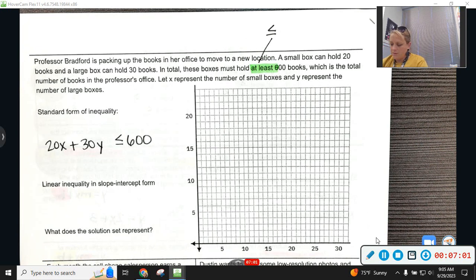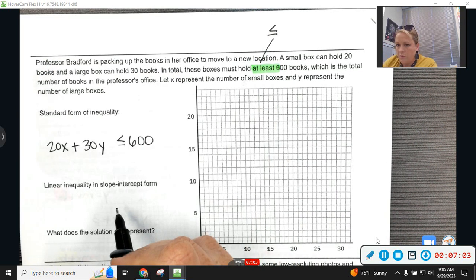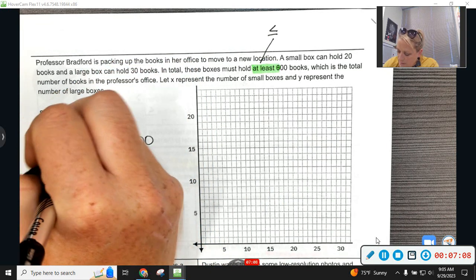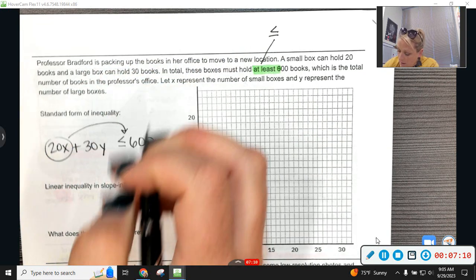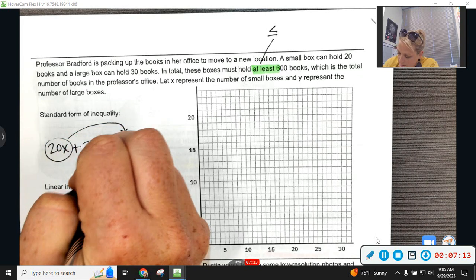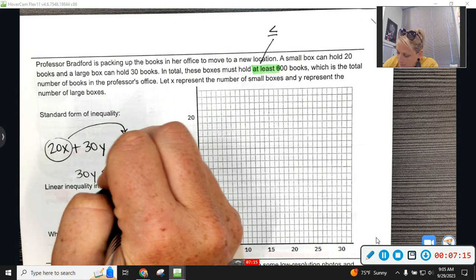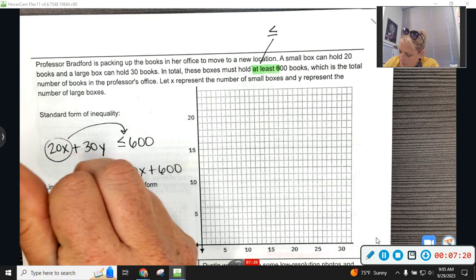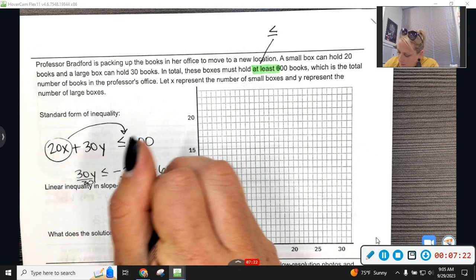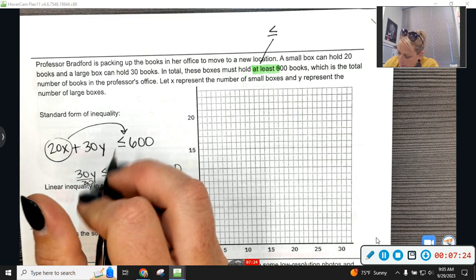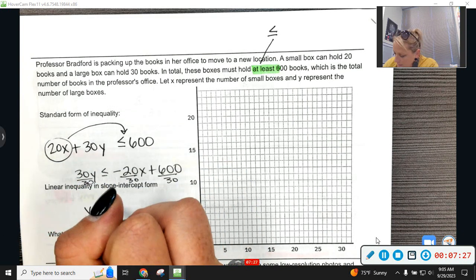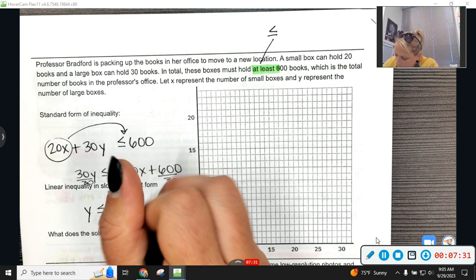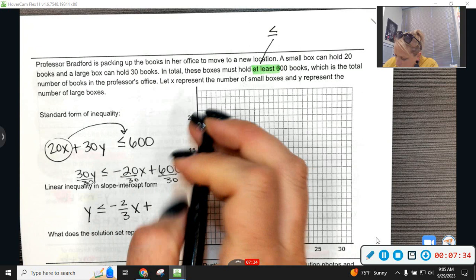Okay, so we have this that we need to solve, and we need to get it into slope-intercept form so that way I can graph it. So I'm going to take this 20X and I'm going to move it over to the other side, and this will be 30Y is greater than or equal to negative 20X plus 600. And then we'll divide everything by 30. And so my linear inequality in slope-intercept form is going to be negative 2/3 because the zeros cancel, and then plus 20.